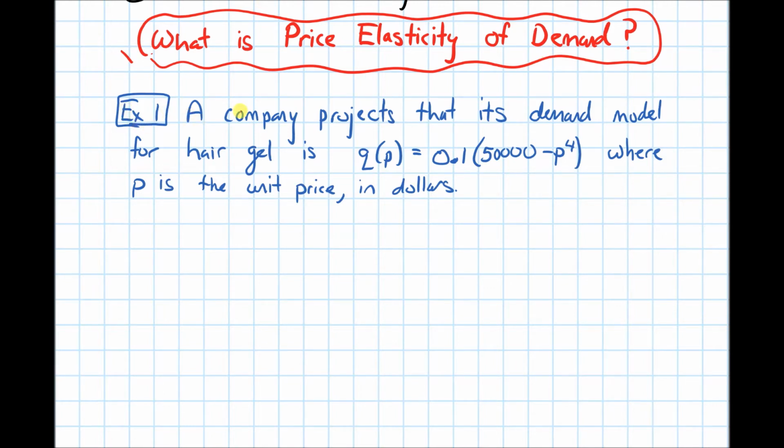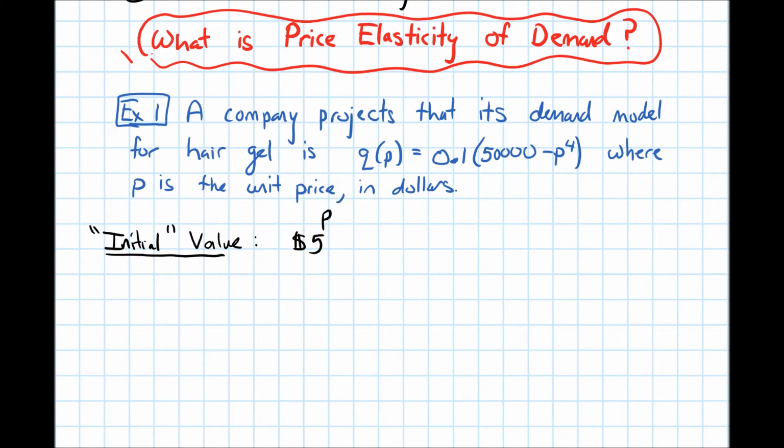Let's say that a company projects that its demand model for hair gel is given by Q of P equals 0.1 times (50,000 minus P to the fourth), where P is the unit price in dollars. Okay, so what I want to do is look at a specific initial value for price, and I'm going to say the initial value for price is $5.